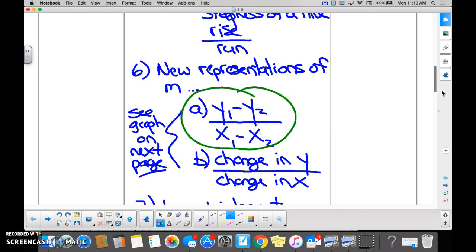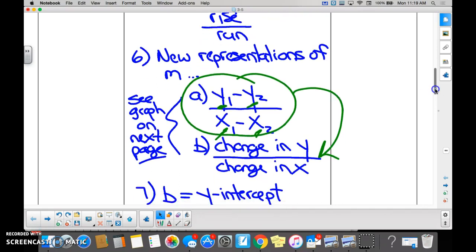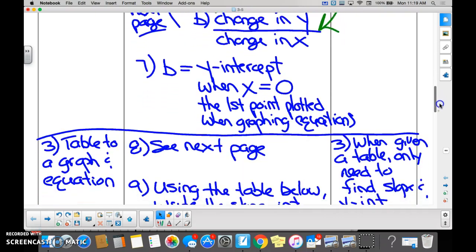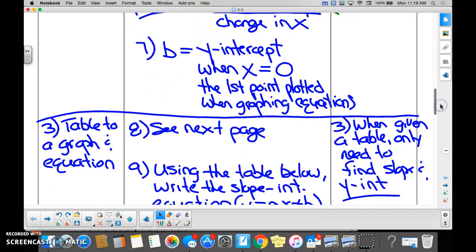This means change in y over change in x. Take a y coordinate, subtract a y coordinate. Take the corresponding x, subtract the corresponding x, and you got slope. And then remember the y-intercept is where x is 0. So number 3, we'll go to the next page.